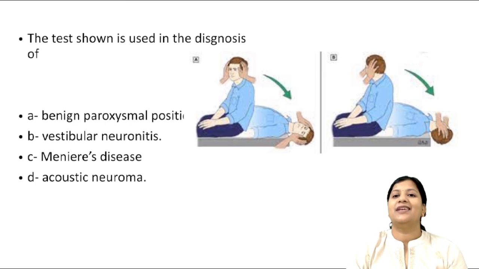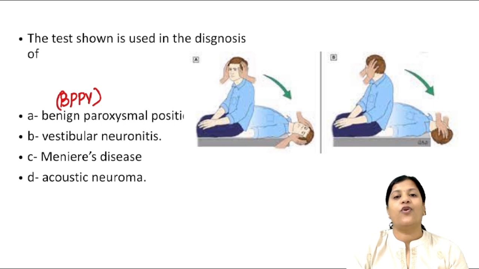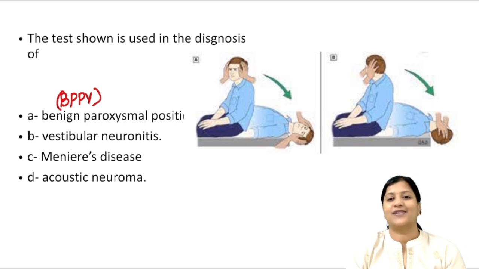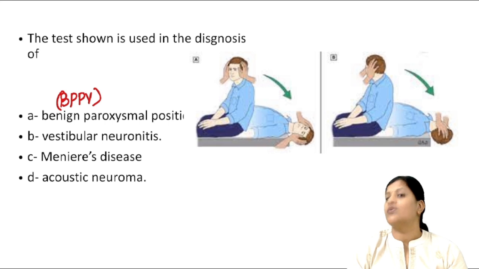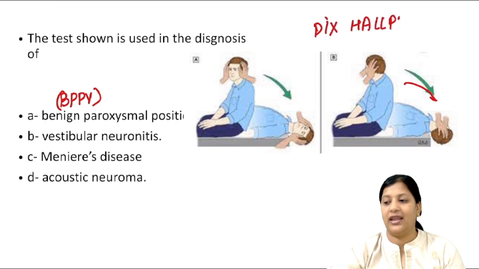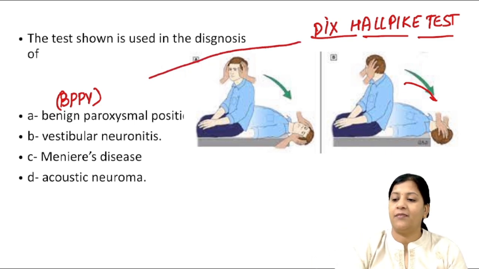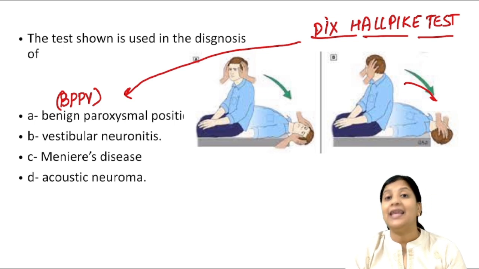Okay, the test shown is used in the diagnosis of benign paroxysmal positional vertigo, which is nothing but your BPPV. Is it used for vestibular neuritis, Meniere's disease, acoustic neuroma? You can see here a test being performed. In this test, the head is turned towards one side and the patient is made to lie down with the head hanging from the edge of the table, and then you're looking for vertigo and the appearance of nystagmus in the eye. We call this test the Dix-Hallpike test. It is the diagnostic test for benign paroxysmal positional vertigo.